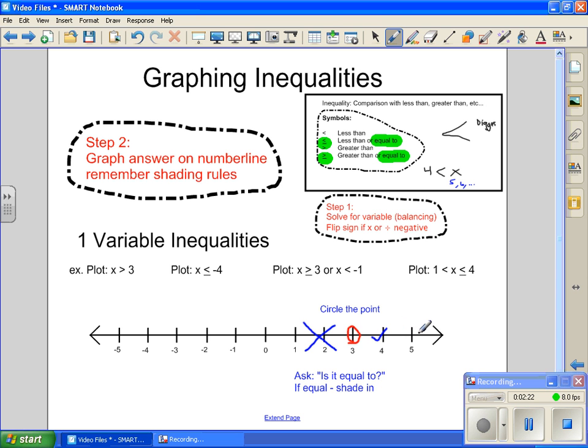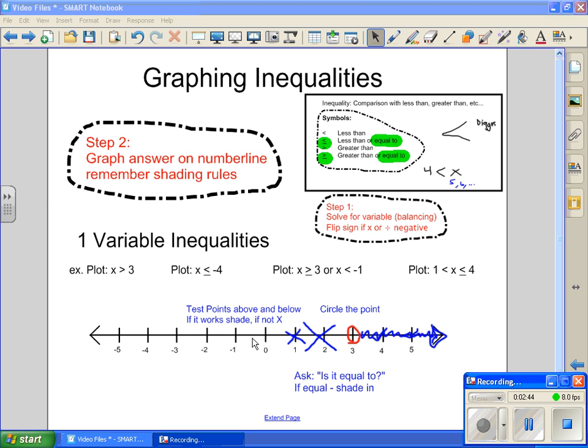Now you test this point. 5. Is 5 bigger than 3? Yes. You can test this. Is 1 bigger than 3? No. Notice everything left of here is not correct. Everything to the right is. So you're going to draw a shaded arrow right on the line, and you're going to point it to the right. Everything that works gets shaded in.